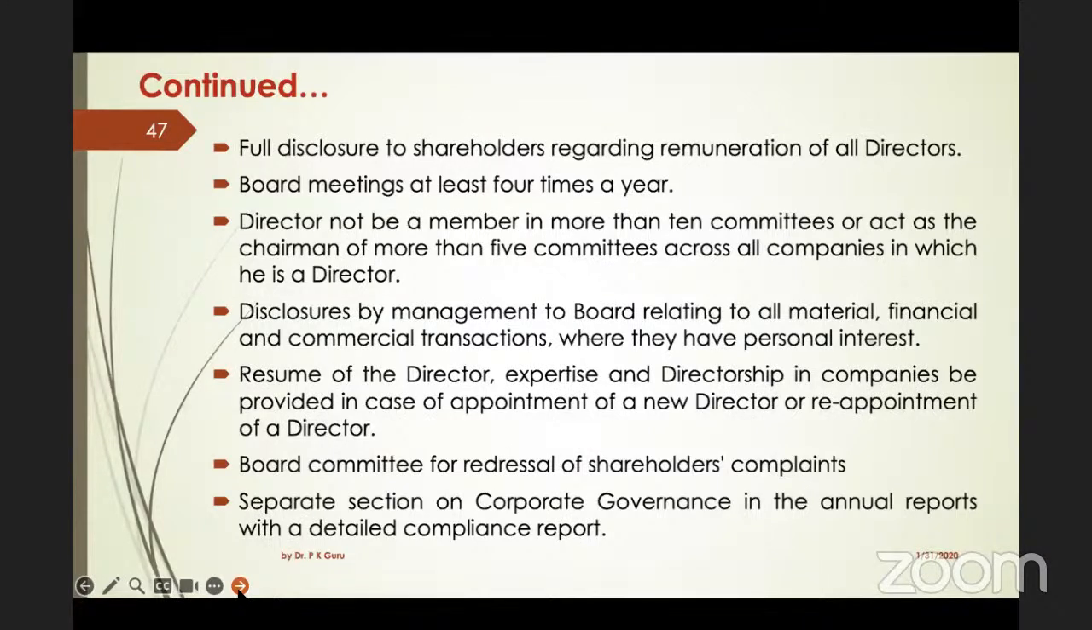There are also other restrictions. For bigger companies, the director has to be on fewer boards, not even 12. We'll see that.